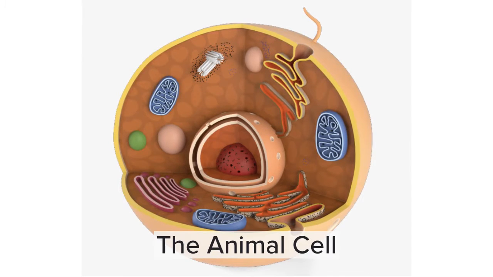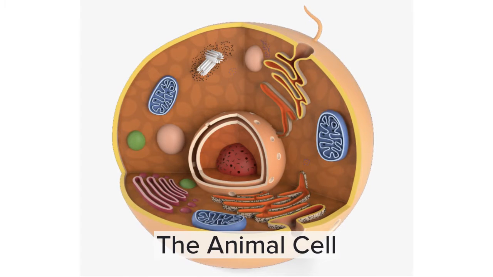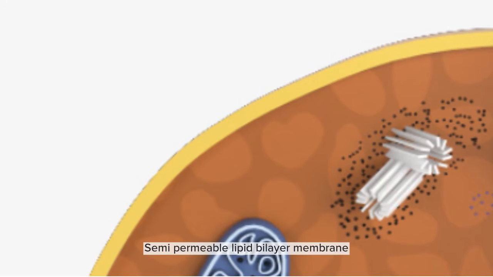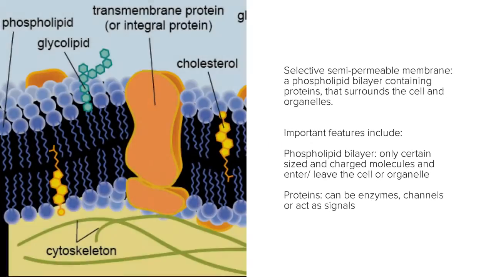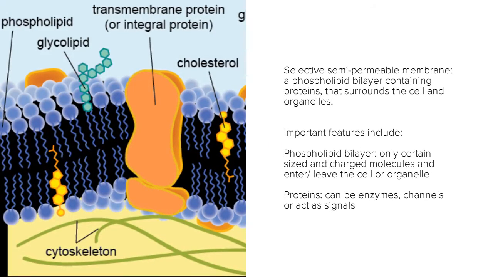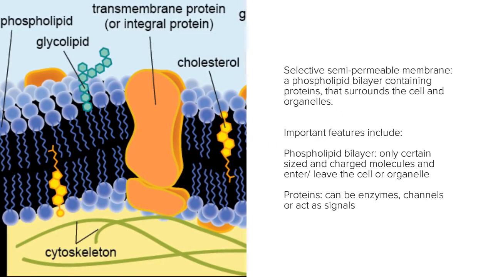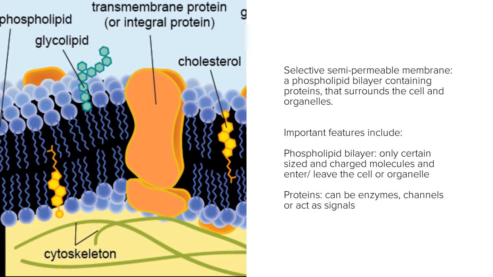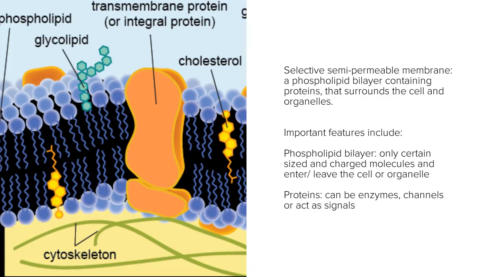Typically we draw it in a circular shape. They come in all different sizes and shapes depending on where they are in the body. Firstly, we're going to look at the cell membrane. This covers the cell. We can see here the definition is a phospholipid bilayer containing proteins that surround the cell and organelles. It's important to include in your definition that it is semi-permeable.